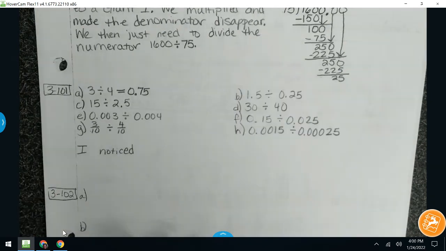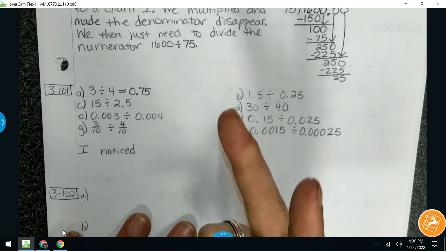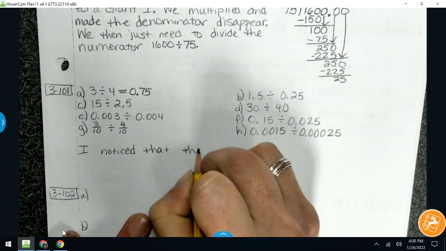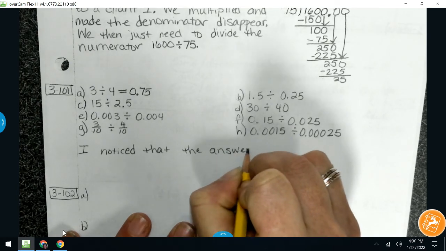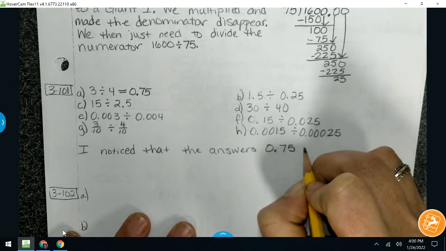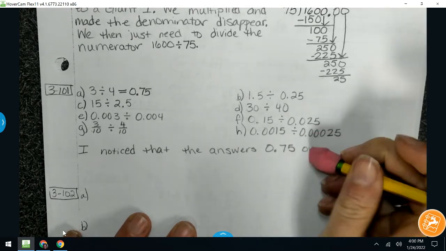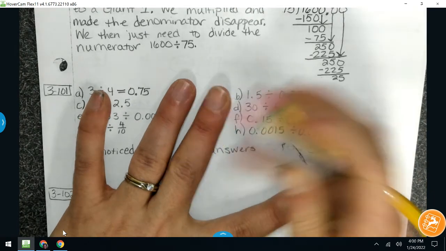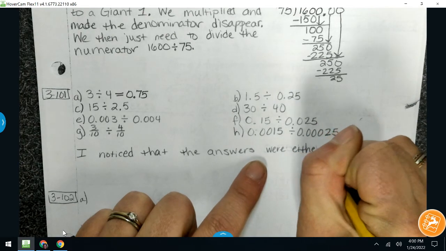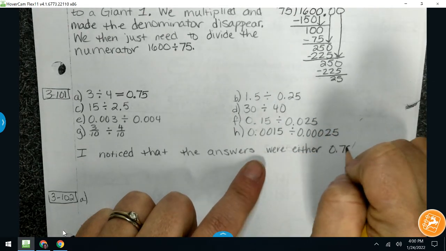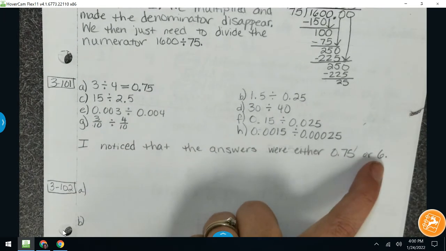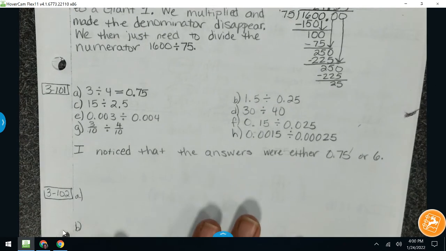Some of the things students have said was that they noticed that we got the same 2 answers. I noticed that the answers were either 0 and 75/100ths or 6. So for all those problems, you either got 0 and 75/100ths or 6. What else do you notice?